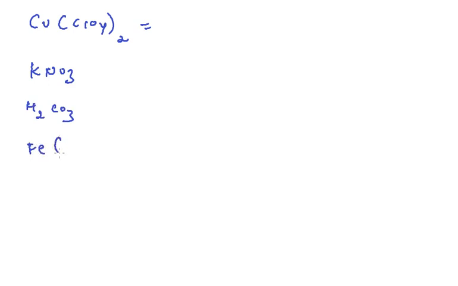So now we're going to practice naming some of the compounds. Let's say I have copper ClO4 2, and we would like to name it. I would go with KNO3. Maybe I'm picking H2CO3, Fe(OH)2.